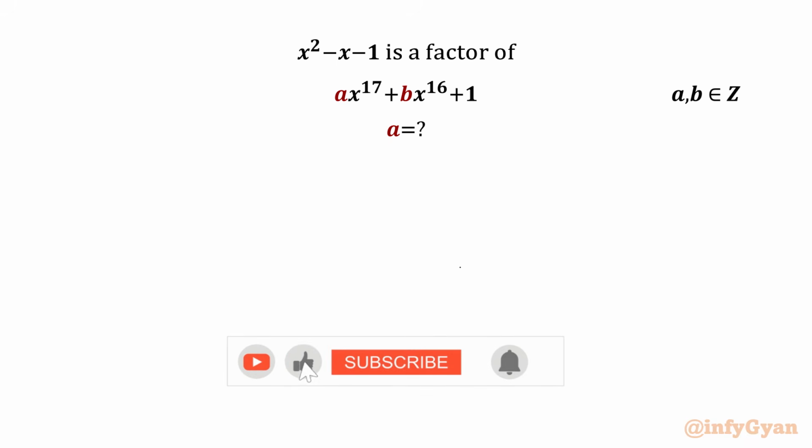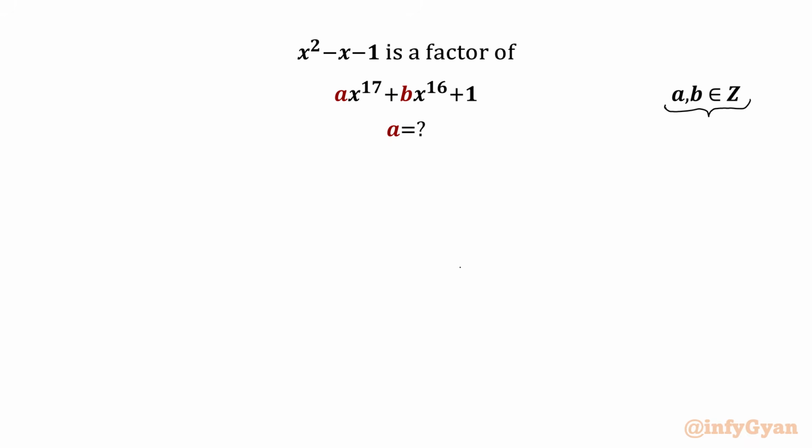Today in this video, we are going to take up another very interesting question from Math Olympiad. x² − x − 1 is a factor of ax¹⁷ + bx¹⁶ + 1, given that a and b are integers. Now we have to find the unknown a.